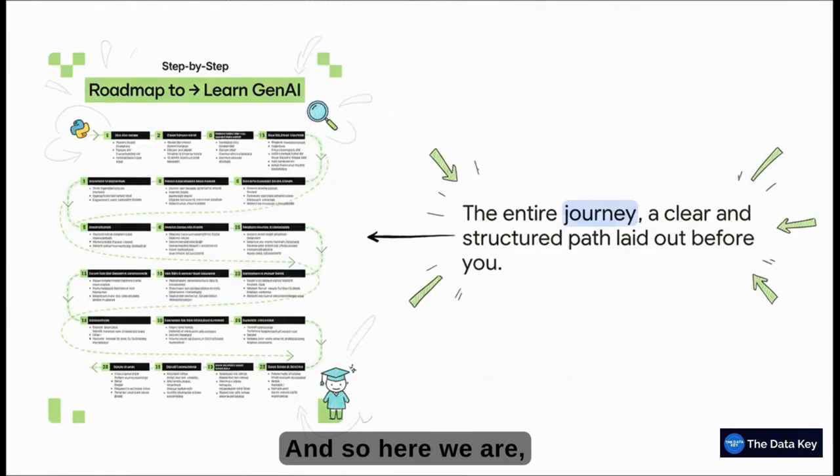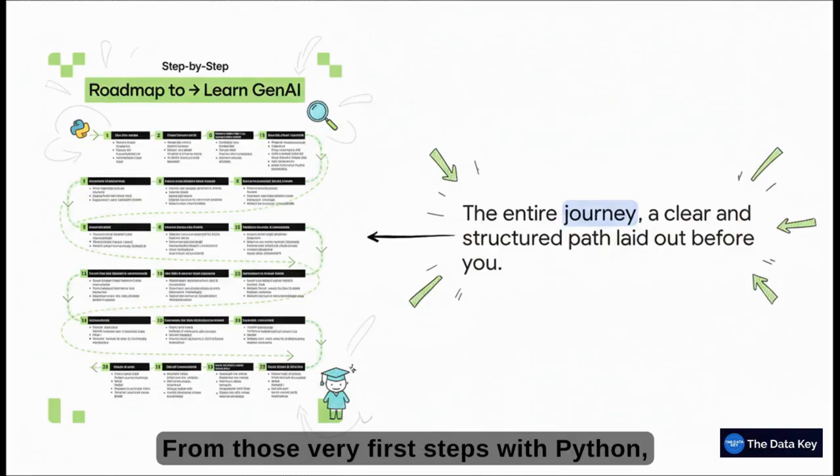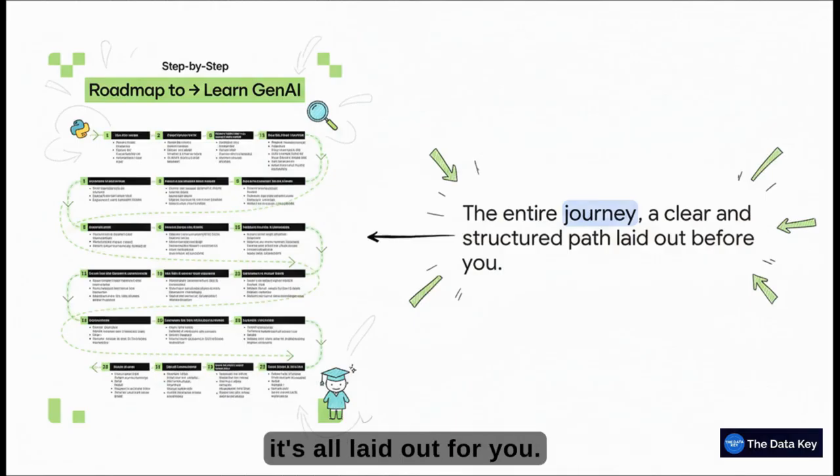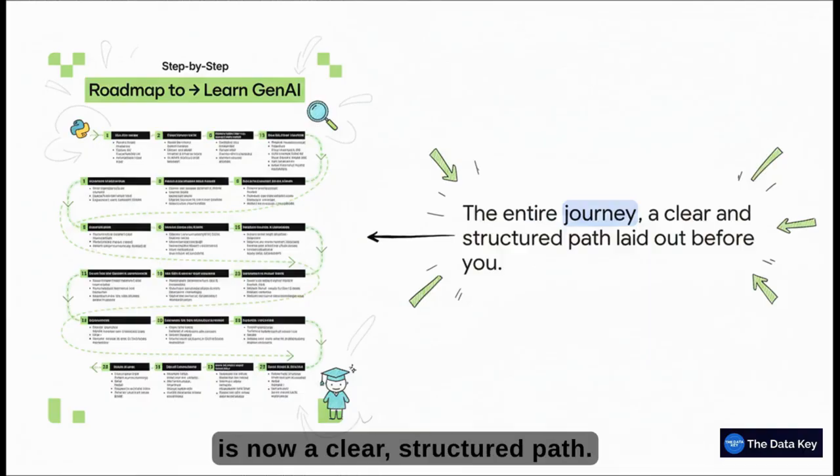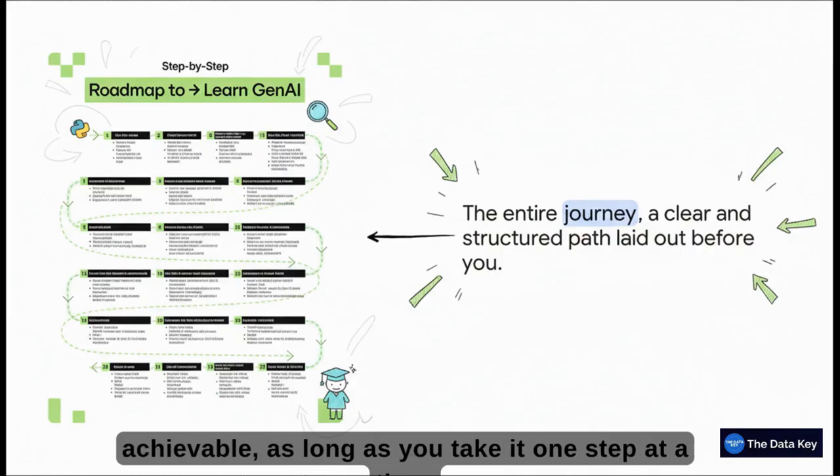And so here we are, back at the full map. It all comes full circle. From those very first steps with Python all the way to the ongoing habits of a master, it's all laid out for you. What might have seemed like a giant, confusing mess before is now a clear, structured path. It's a journey that is absolutely 100% achievable as long as you take it one step at a time.